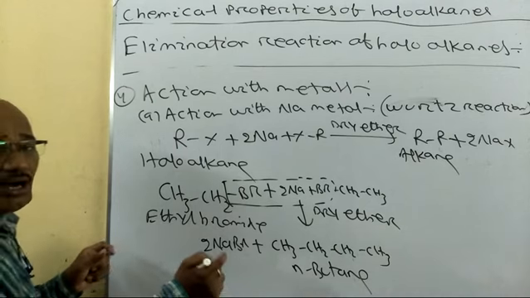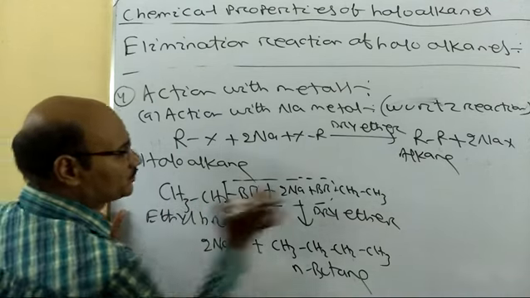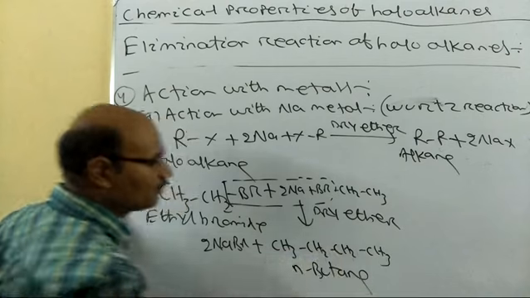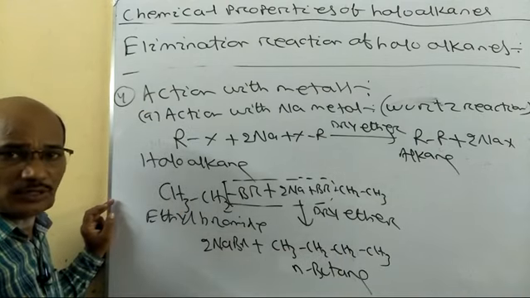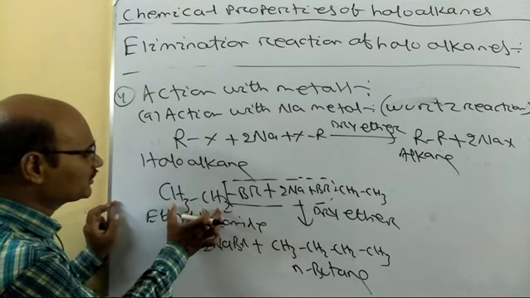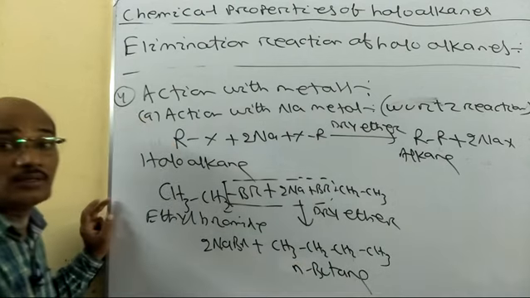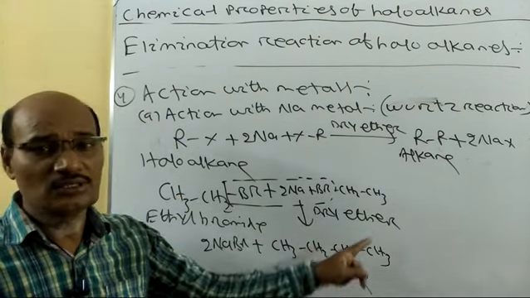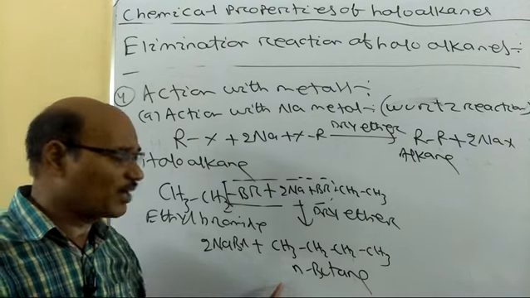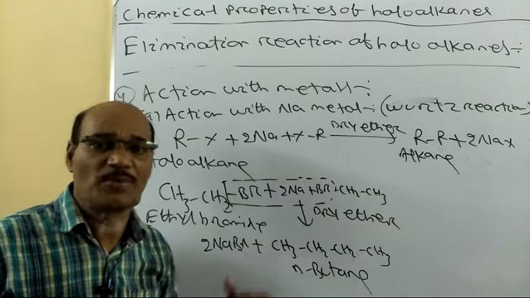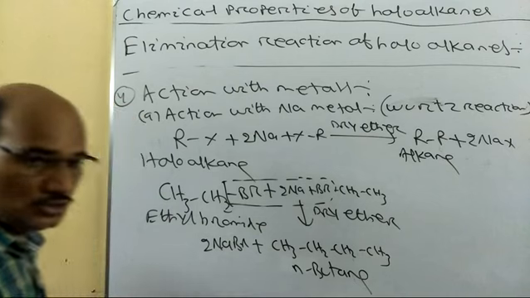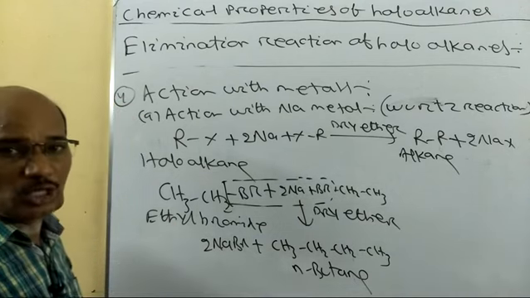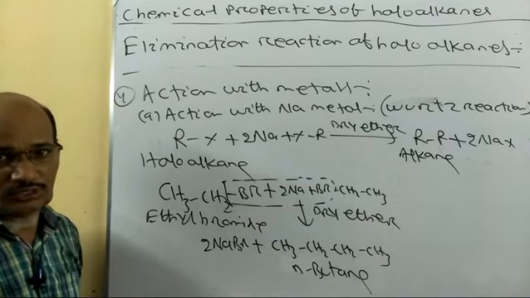And we always have to take similar haloalkanes, so that we get a symmetrical alkane. If you take symmetrical haloalkanes, we will get a symmetrical alkane. But if you take different, dissimilar haloalkanes, then we will get a mixture of products, and that is difficult to separate. So this is one of the drawbacks of this reaction.